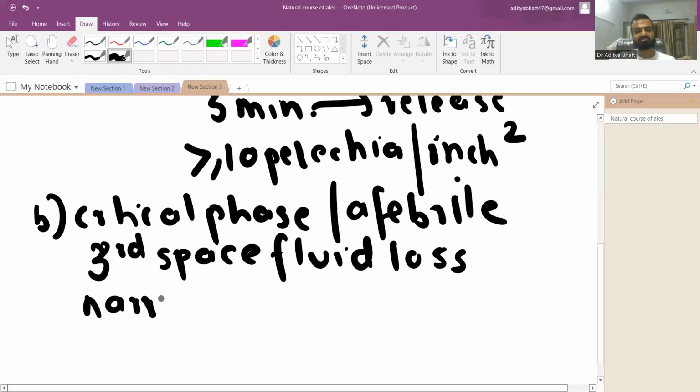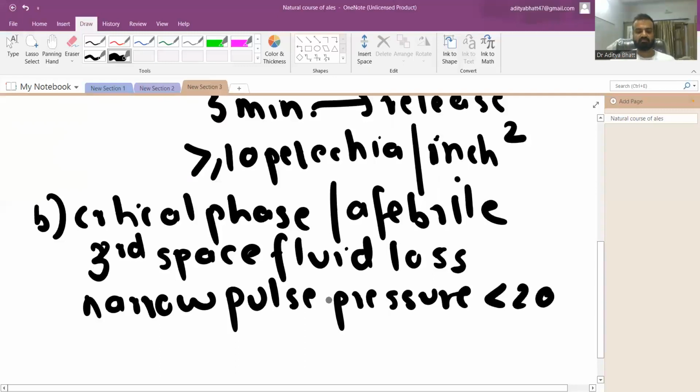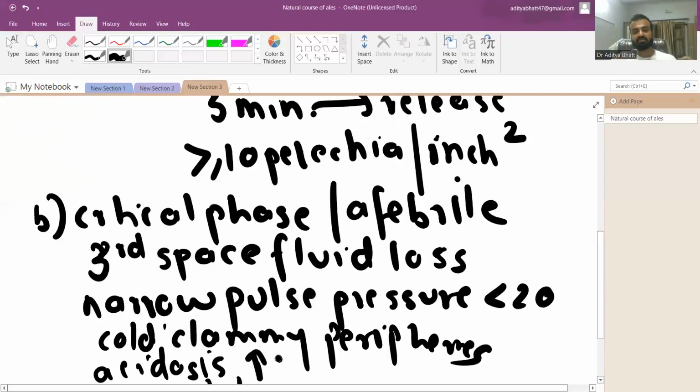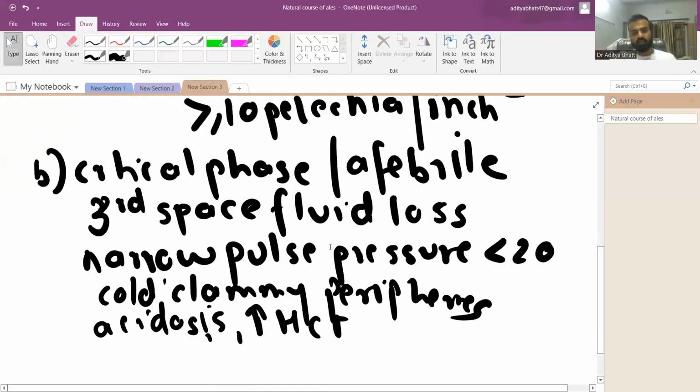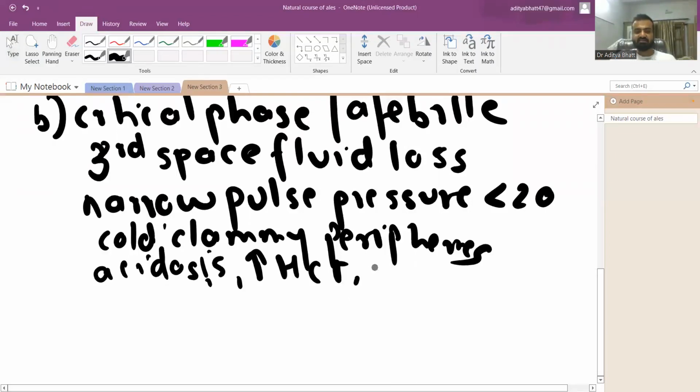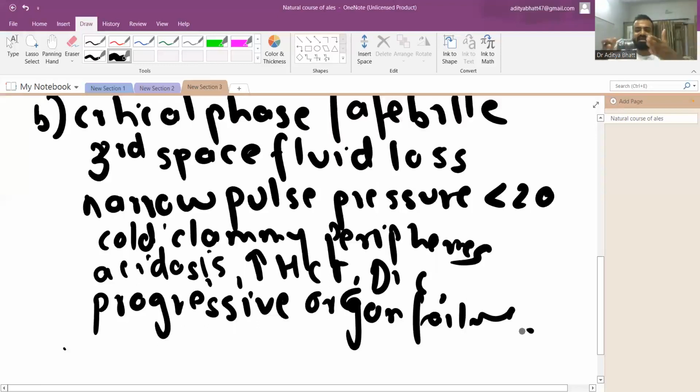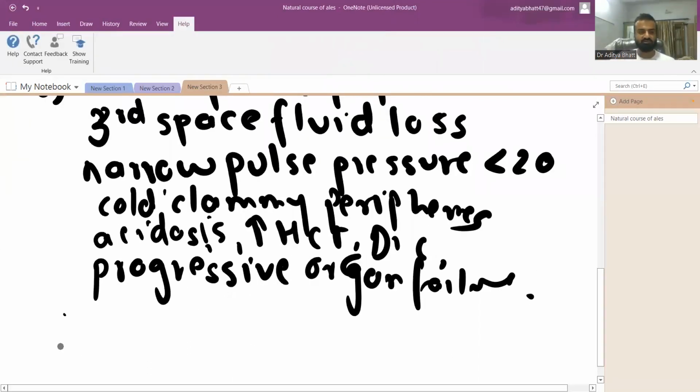So what are the signs of shock? There is narrow pulse pressure, less than 20 millimeter of mercury. There are cold, clammy peripheries. There is acidosis. There is increased hematocrit, severe fall in platelets, severe fall in WBC count, and there is disseminated intravascular coagulation. There might be DIC. There might be progressive organ failure, like we saw the 3 organs that are commonly involved: hepatitis, encephalitis, myocarditis. So this is the critical or afebrile phase where we need to be very, very careful.